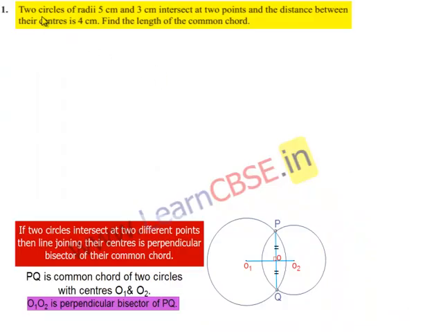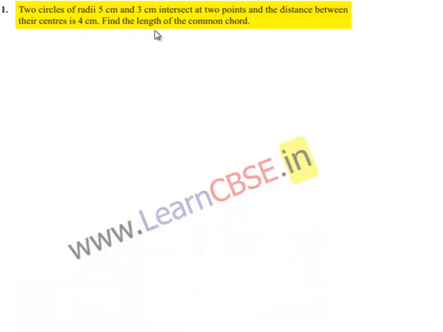Coming to question number 1. Two circles of radii 5 cm and 3 cm intersect at 2 points, and the distance between their centers is 4 cm. Find the length of the common chord. Now moving on to the solution.